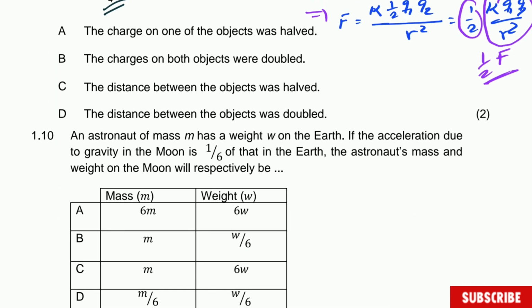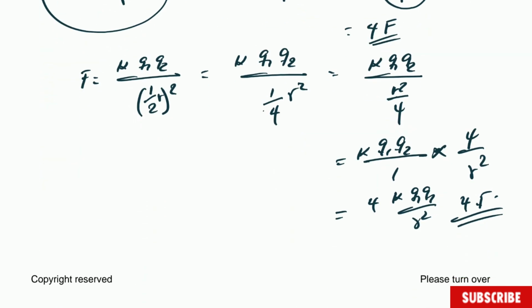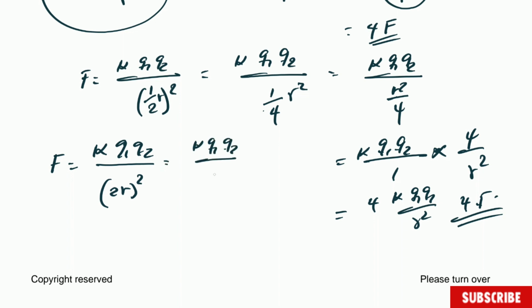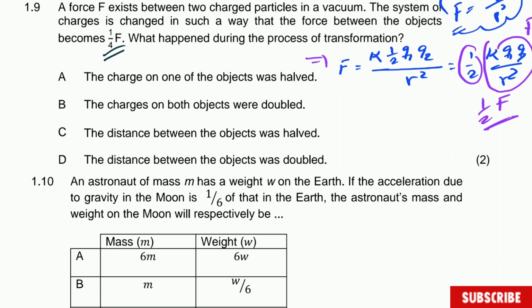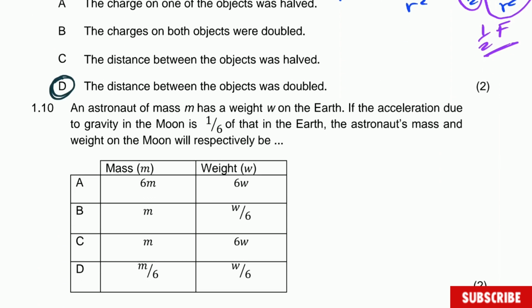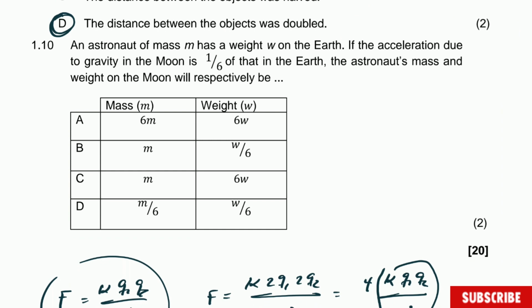And the last one is that the distance between the objects is doubled. Now if the distance is doubled, we say F is equal to K Q1 Q2 divided by 2R, everything squared. You must be following me in the video so you can see what is going on here. If you solve this, you have K Q1 Q2 divided by 4R squared, which is 1/4 of K Q1 Q2 divided by distance squared. So this one is the correct answer. It's very good because you have to solve all of them in order to get the correct answer, which is D.